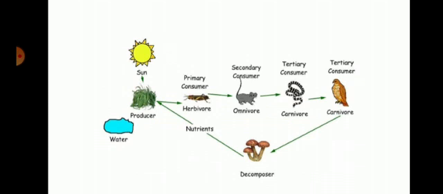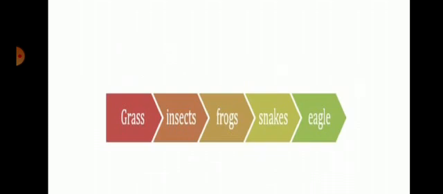If one member is affected, the entire food web gets affected. For example, look at the food chain. If too many frogs are formed, then the amount of insects is less. Then the frog population is dominant. The food chains are disturbed. Then snakes are ill. All the food chains are broken.